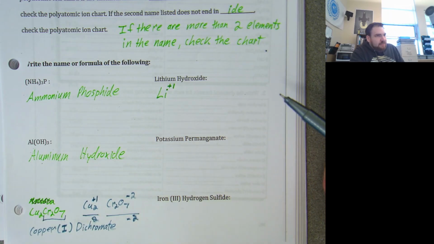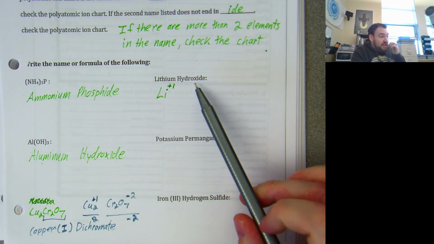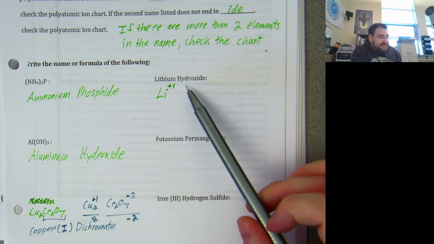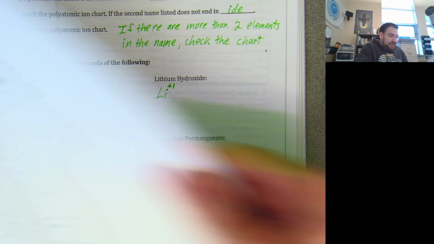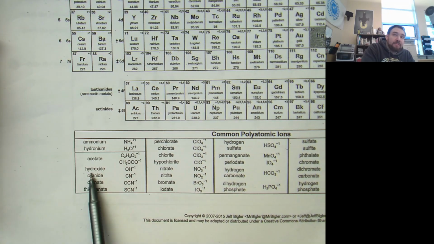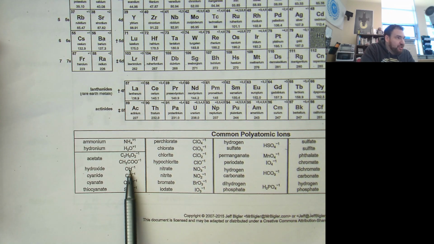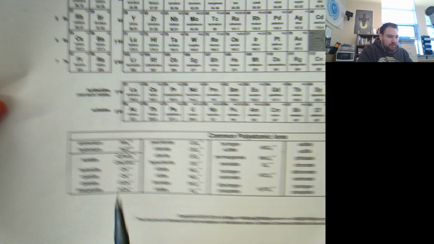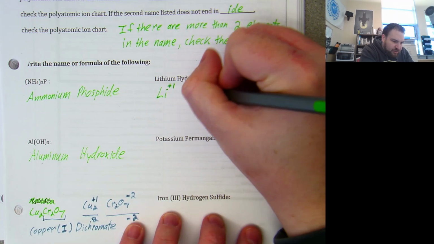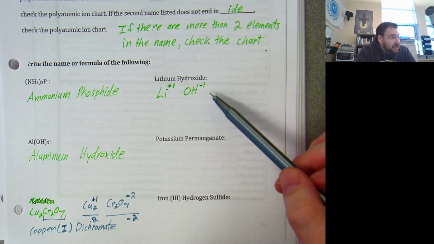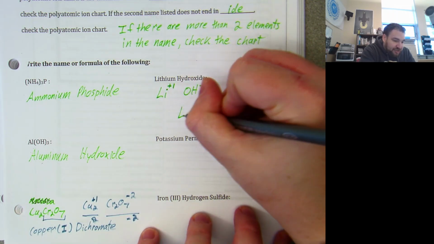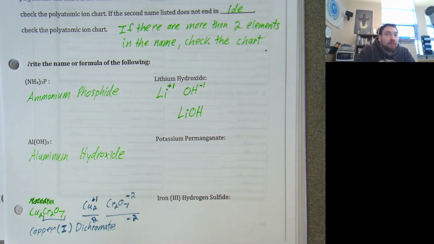What's hydroxide? Now, hydroxide's not a name you're going to find in the elements. It sounds a lot like hydrogen and oxygen. So this is where we're going to go look at the polyatomic ion chart. Hydroxide's right here on this one. It's OH with a charge of -1. So if lithium's got +1 and OH is -1, then I just need one of each. The formula is just going to be LiOH. And we're done.